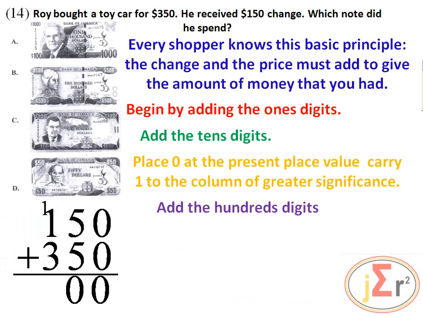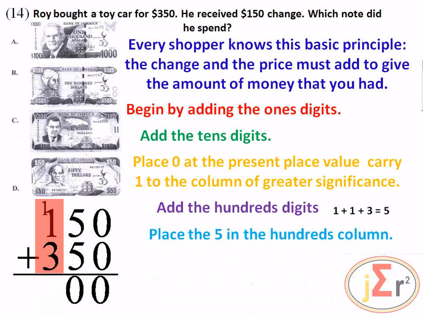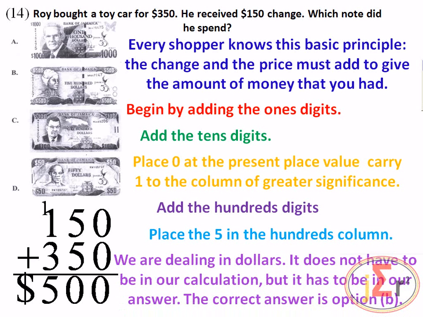At the hundreds digit, what do we get? 1 plus 1 plus 3, and that is equal to 5. So place the 5 in the hundreds column. And what do we get for our answer? 500. Right. And we need to include the dollar sign. We are dealing in dollars. It does not have to be in our calculation, but it has to be in our answer. The correct answer is option B.